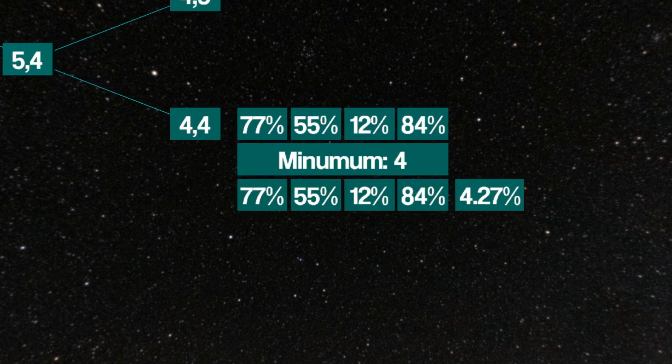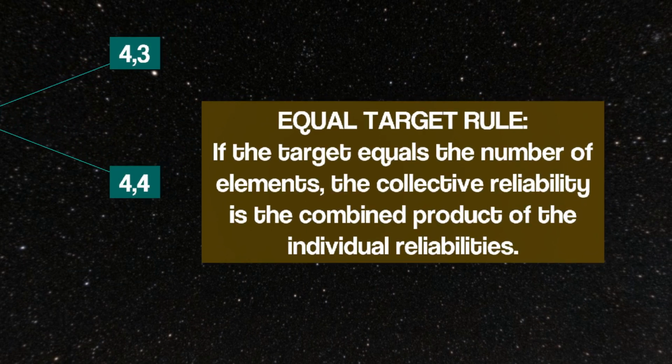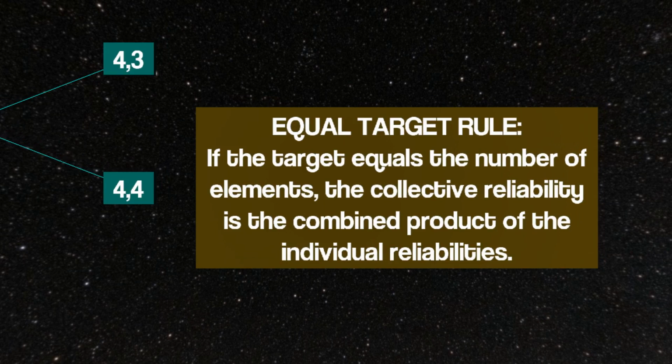So we can turn this into a new golden rule, the equal target rule. If the target equals the number of elements, the collective reliability is the combined product of the individual reliabilities.